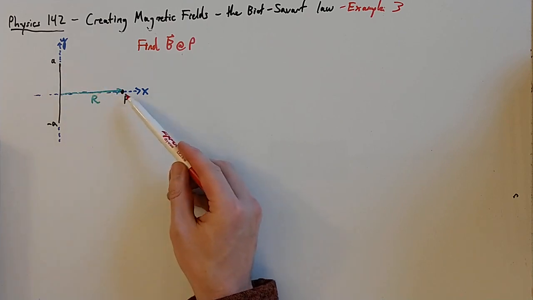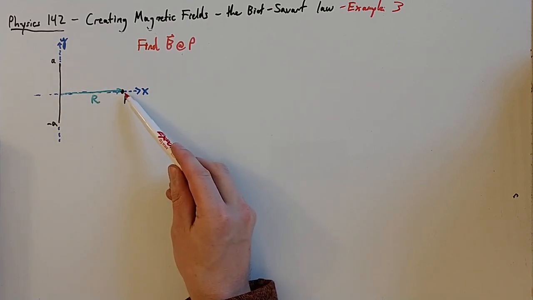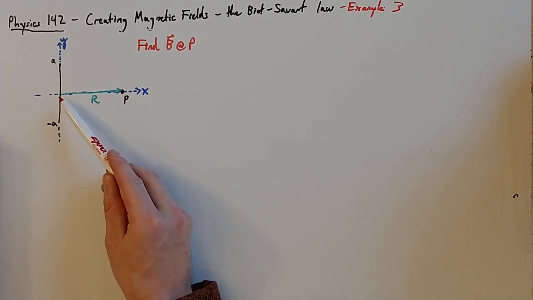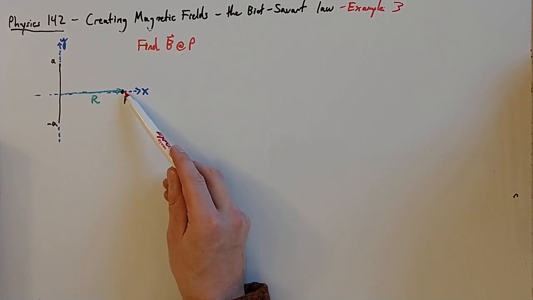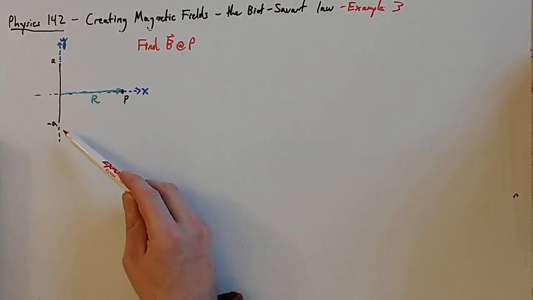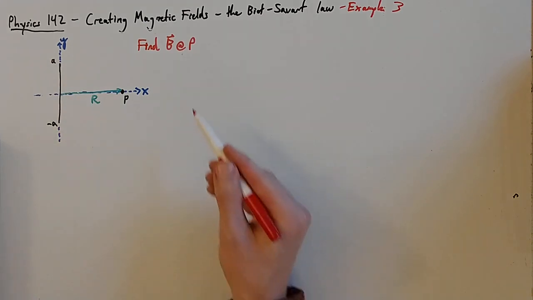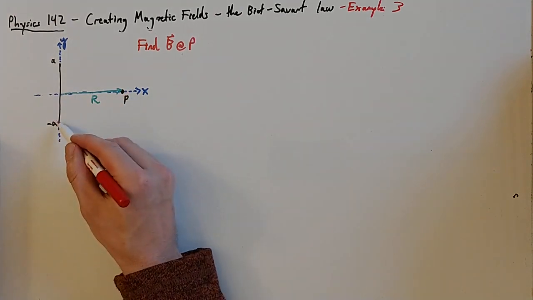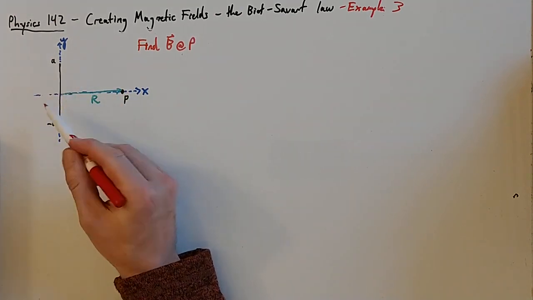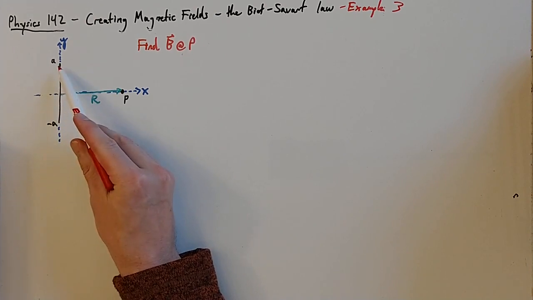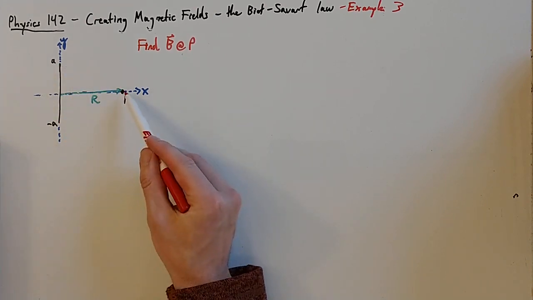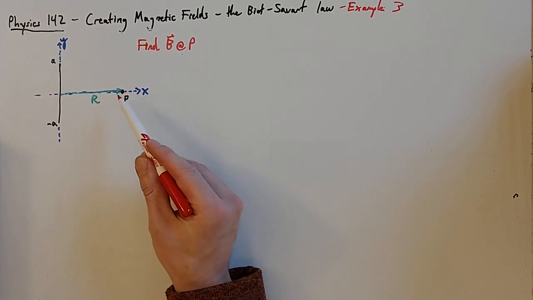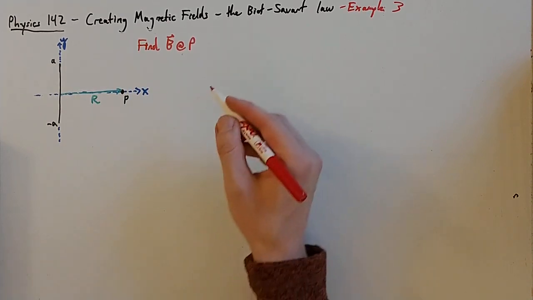And I want to think about what's the magnetic field at some point P that's a distance big R away from the center of this wire. So find the magnetic field at spot P. To do that, we're going to have to think about all of the little pieces of this wire, and how all of them contribute some magnetic field to this spot P. And the formula that we use to do that is the Biot-Savart law.